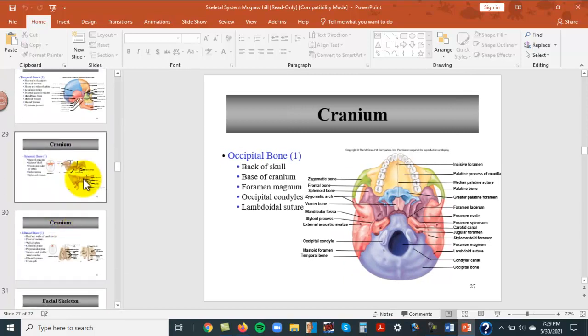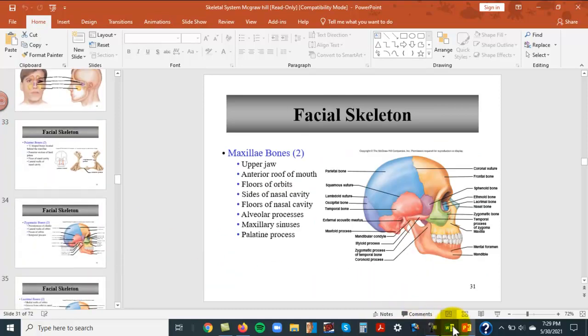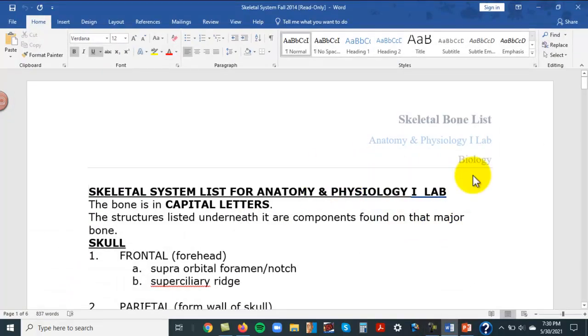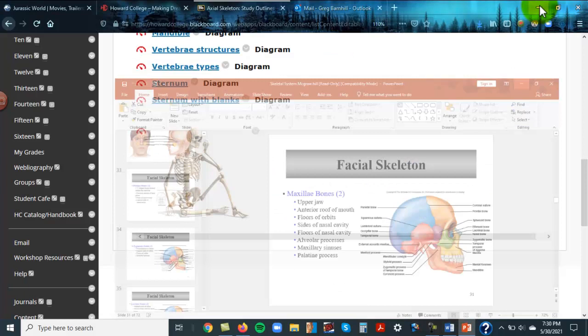Yeah, this is just a PowerPoint, it's kind of like one that's in the lecture. And towards the end here, it has all of the little processes. But what you do is you go by this list. This is what you're responsible for. This particular list is what you're going to be tested on.